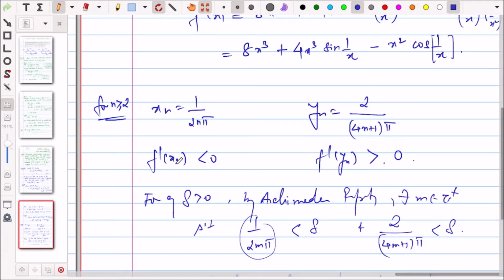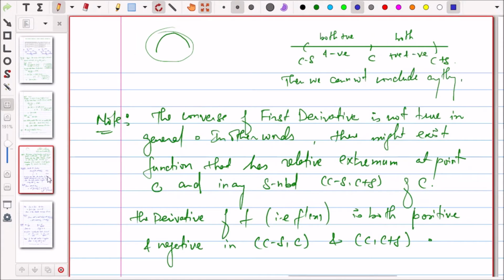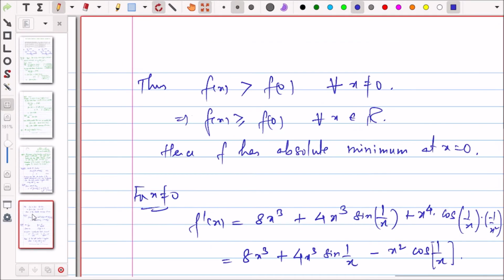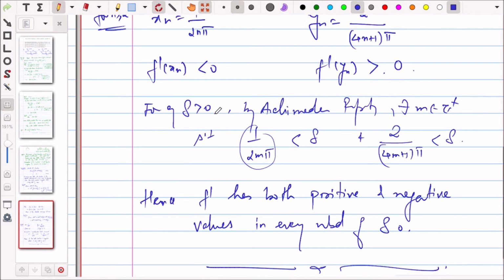Now what is our aim? We have to show that the derivative f dash has both positive and negative values in every neighborhood of 0. So we have to take every neighborhood of 0, right? So for any delta we have to prove it. If we pick any delta greater than 0, then by Archimedean property we will be able to find one such number which lies in this interval, right? In fact there will be infinitely many; all numbers greater than m will come into this interval, the interval 0 to delta, right?